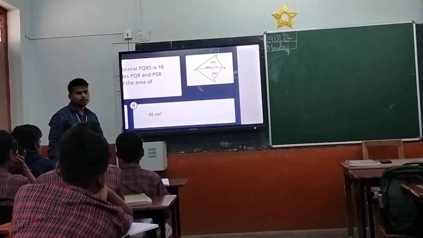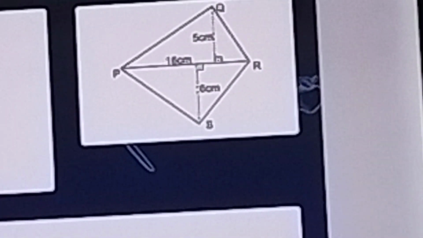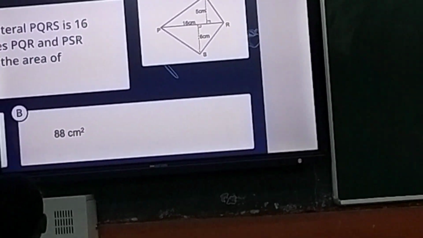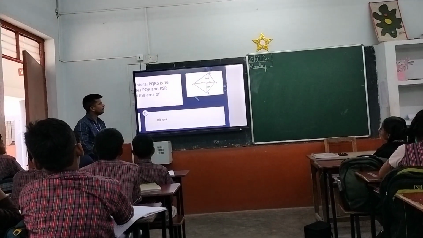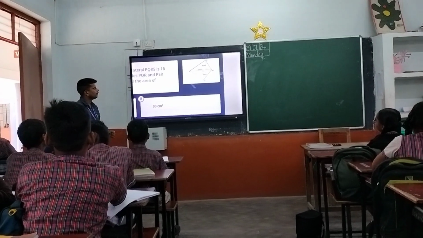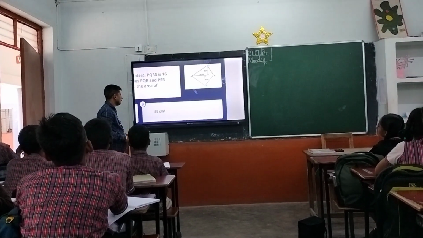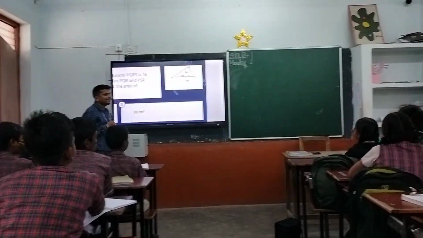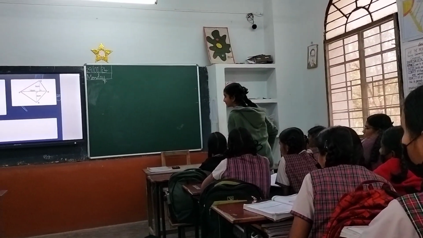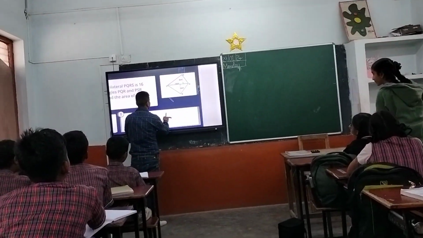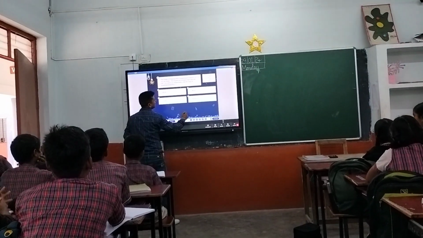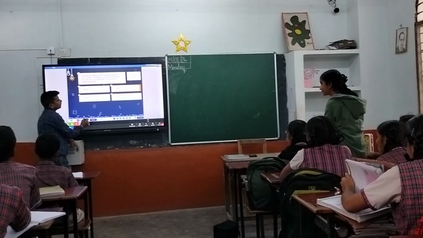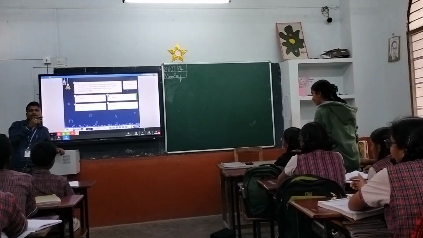What is the area of the quadrilateral? 88 centimeters square. We will see if it is correct or not. Very good. Clap for this.